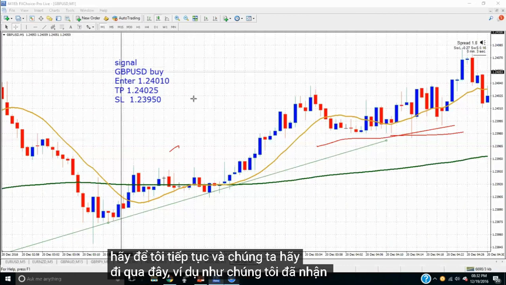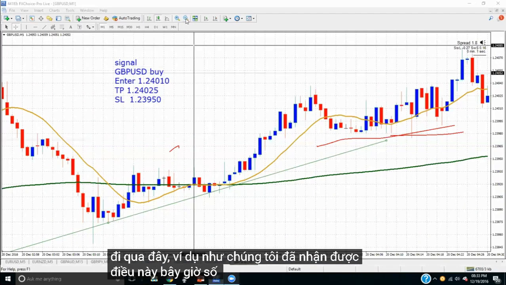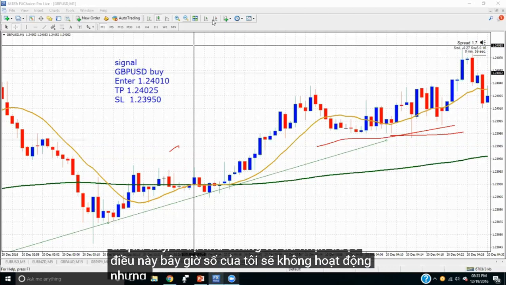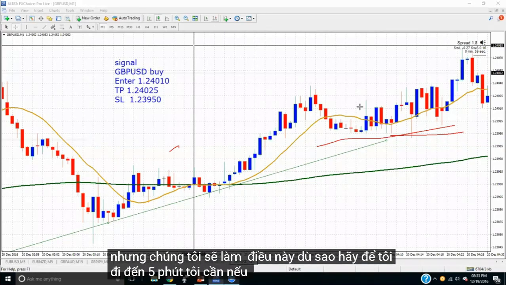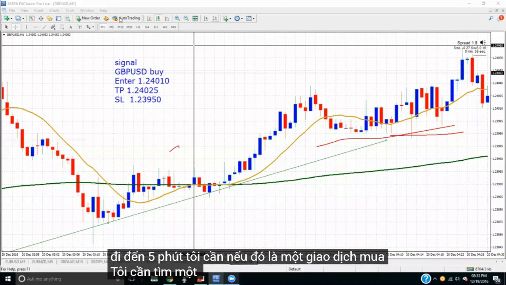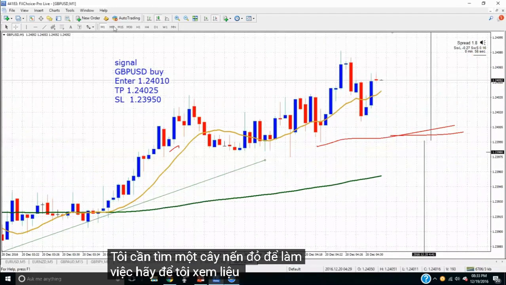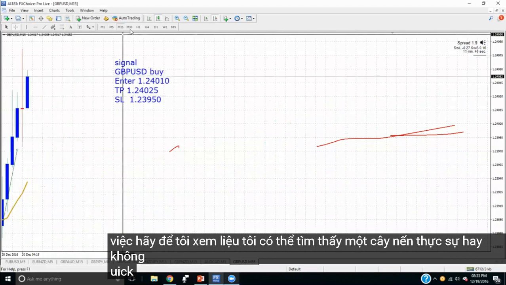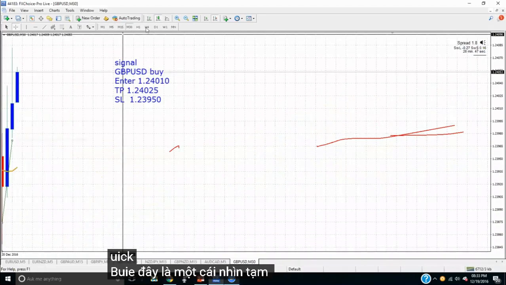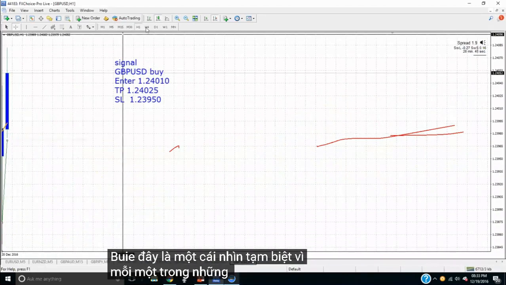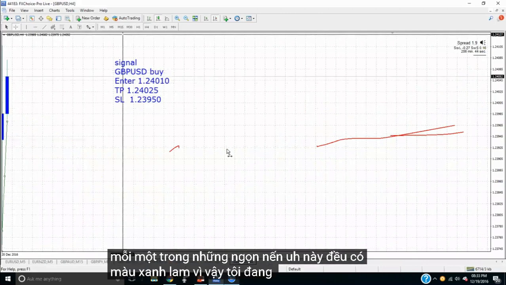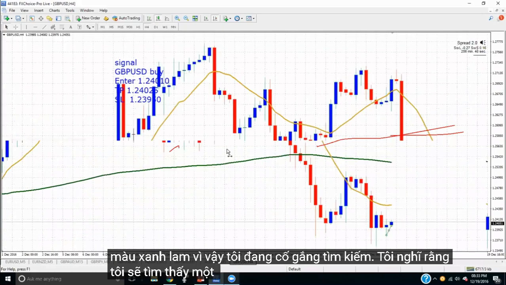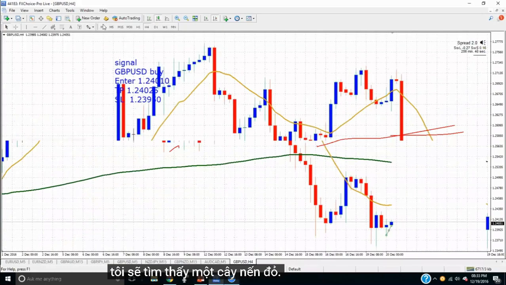So say for instance we got this buy. Now my numbers aren't going to work, but we're going to do this anyway. Let me go to the 5 minute. If it's a buy, I need to find a red candle to work off of. Let me see if I can find one real quick. Ooh wee, this is a good buy. Look at that. Every single one of these candles is blue. I thought I was going to find a red candle. I wanted to show you what to do here. Oh, here's a red candle.